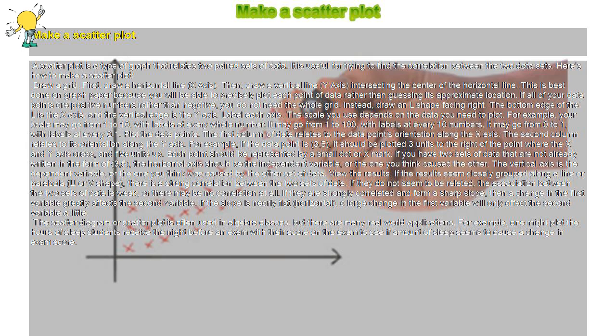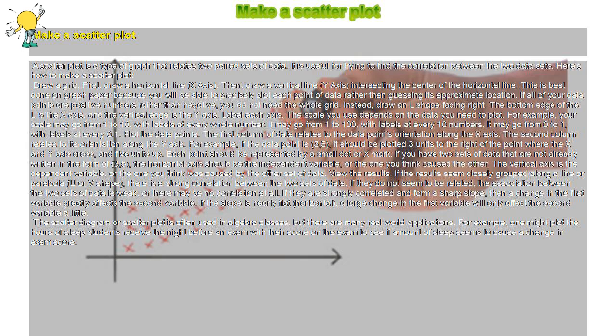First, draw a horizontal line, x-axis. Then, draw a vertical line, y-axis, intersecting the center of the horizontal line. This is best done on graph paper because you will be able to precisely plot each point of data rather than guessing its approximate location.